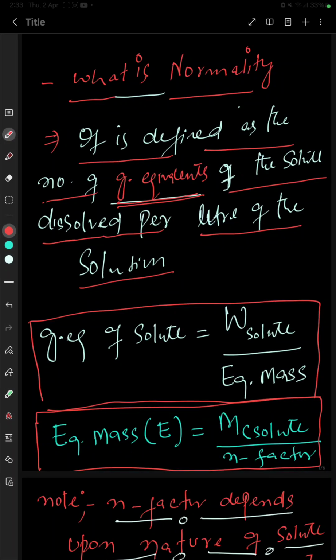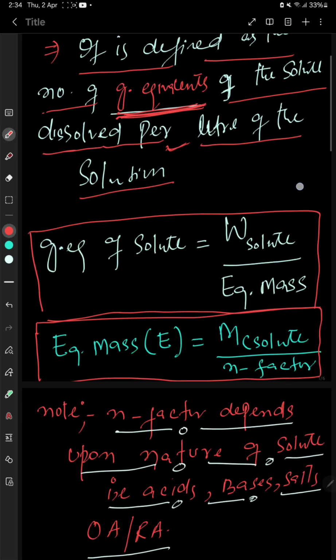Students, basically, we are discussing normality today. It's one of the concentration terms that allows us to find the concentration of an unknown solute in a given solution. Here goes the definition. It is defined as the number of gram equivalents of the solute dissolved per liter of the solution. Students, you need to understand this.